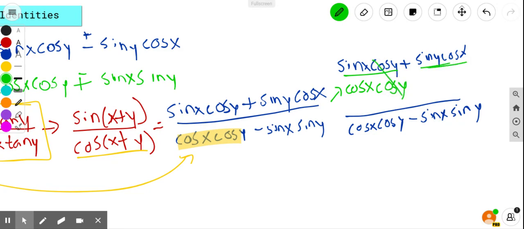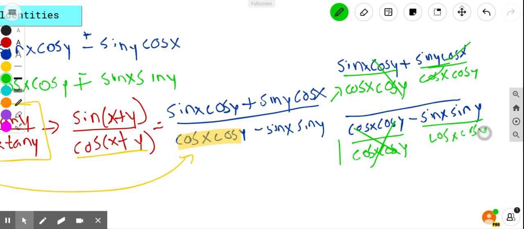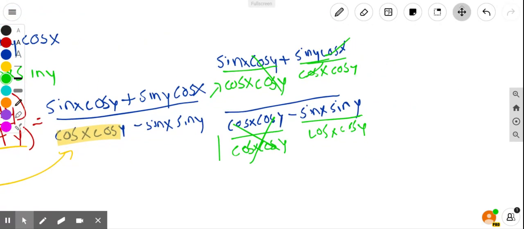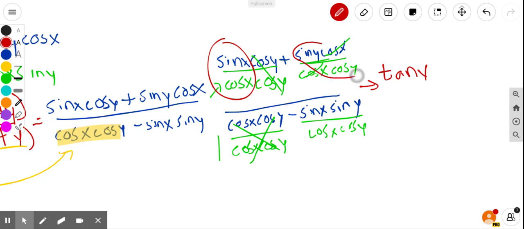Cancel. Cancel. Cancel. And nothing cancels, but that's okay. So if I take a look at what I have left now that I've divided everything by that cosine x cosine y, this right here is sine of x divided by cosine of x. So that just becomes tangent of x. Sine of y divided by cosine of y is tangent of y. So now I see that I have that numerator.